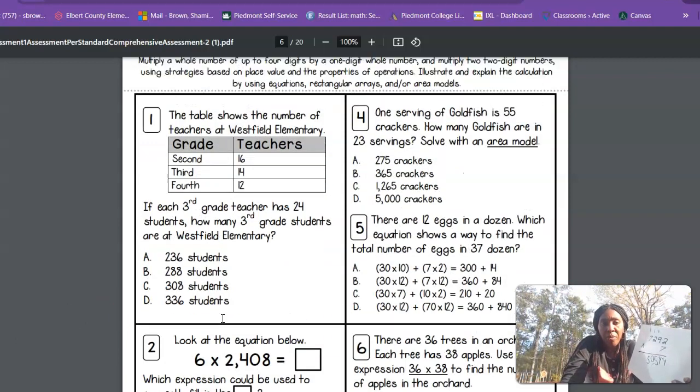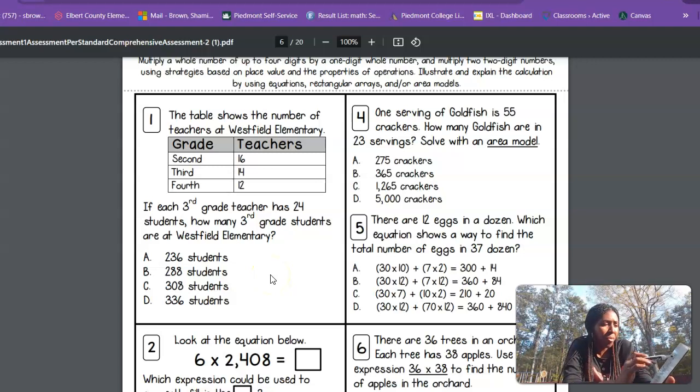Number 4. Let me just make sure I did it correct. So I'm looking sideways. It's hard to see. 64, carry my 1. 14, 15, carry my 1. 49, 50, yep. Alright, the next one says number 4, yep. Says 1 serving of goldfish is 55 crackers. How many goldfish are in 23 servings? Solve with an area model.